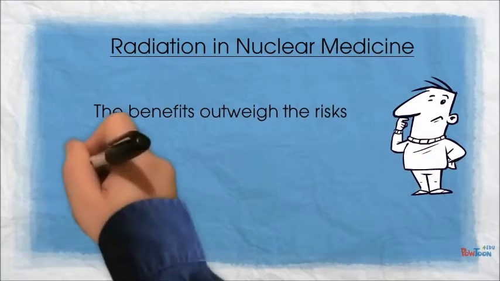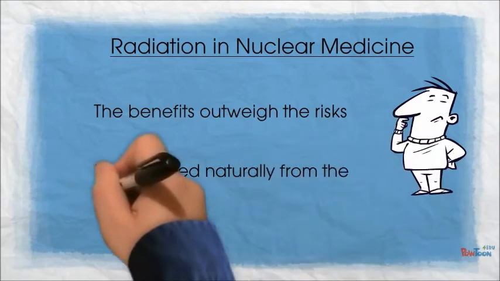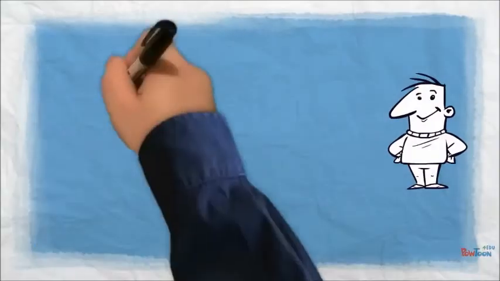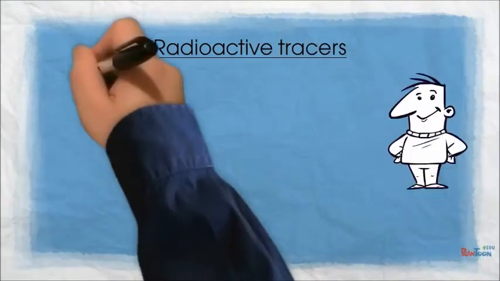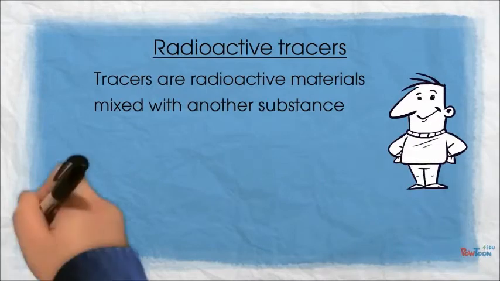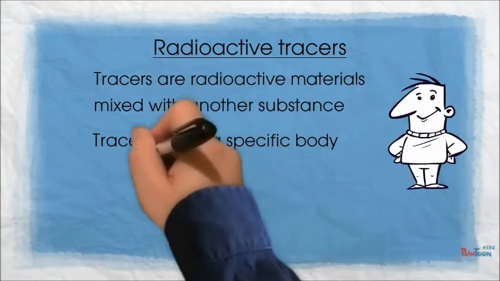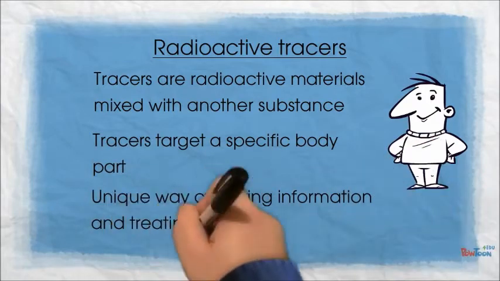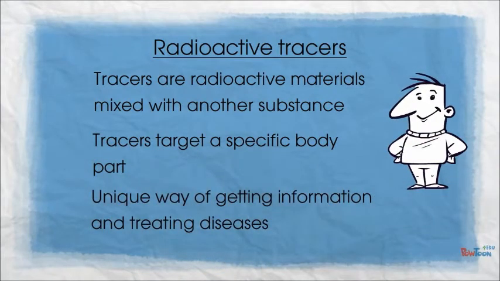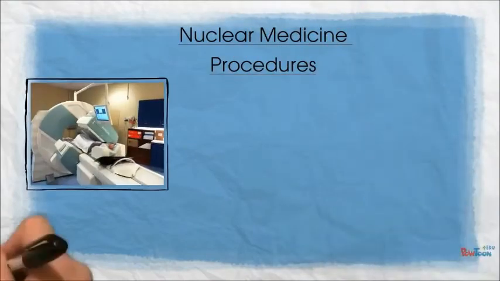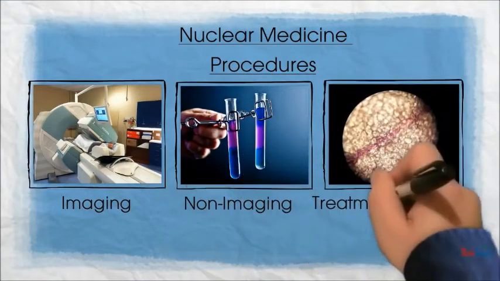The radiation used in nuclear medicine is removed naturally from the body in a short amount of time, often less than a day. We can combine radioactive substances with other materials, causing them to go where we want in the body. We call this mix a radiopharmaceutical or a tracer. Using a tracer, we are able to get useful information and treat diseases in ways that would otherwise be unavailable to us. Let's break down the 3 main categories in nuclear medicine: imaging, non-imaging tests, and treatment.